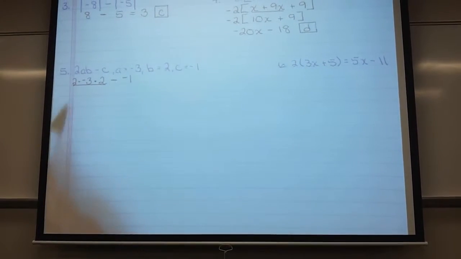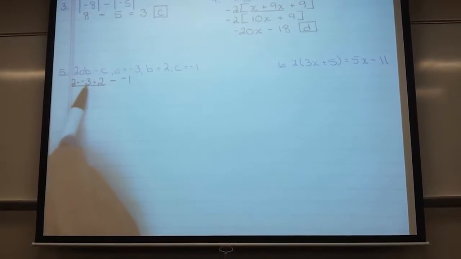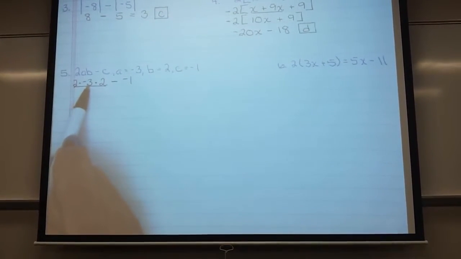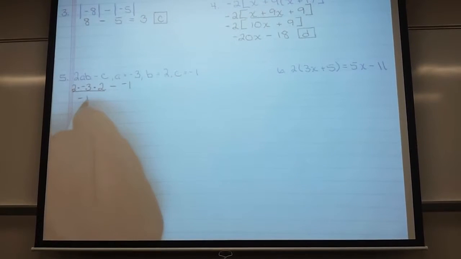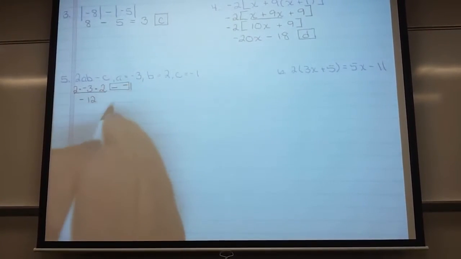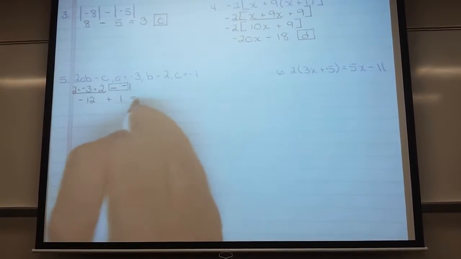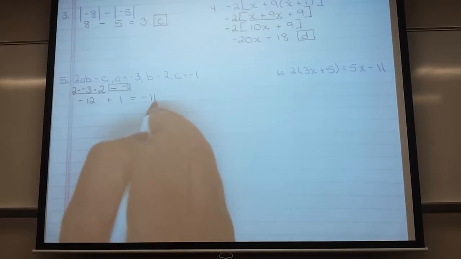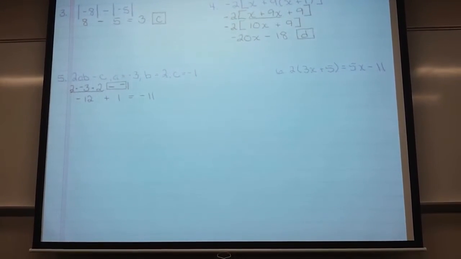It's a little messy. So if I work with the multiplying first, I've got 2 times -3 is -6. Times 2 is -12. And then what do these 2 negatives make? A positive 1. And -12 plus 1 is -11.